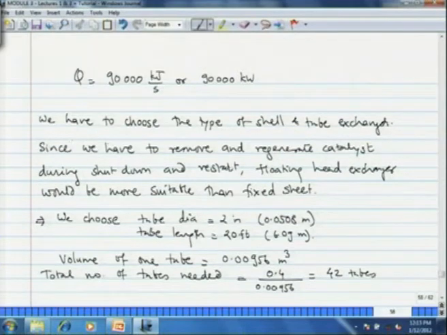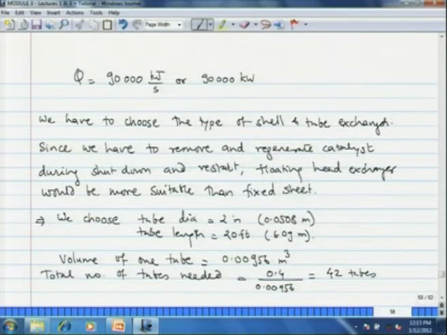Okay. We have to choose the type of shell and tube heat exchanger. We have two options: floating head and fixed tube sheet. We have to remove and regenerate the catalyst during shutdown and restart. So, a floating head heat exchanger would be more suitable than the fixed sheet. Therefore, we go for that particular design, the floating head exchanger.